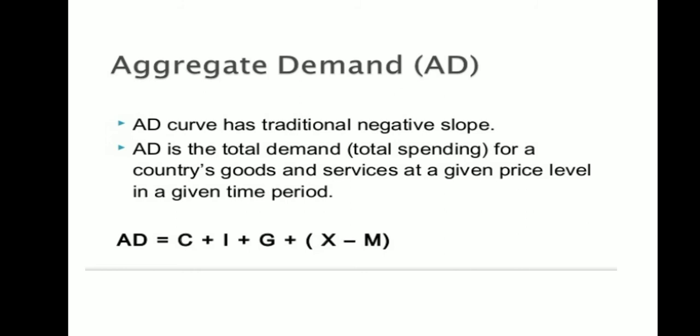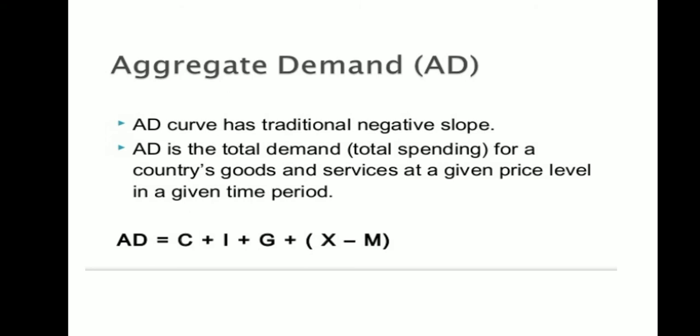How much an economy is producing, that is called aggregate demand. Please understand the word as total. Over here, when I use the word aggregate, it means total. Now, the aggregate demand curve is traditionally negatively sloped, as you have seen that the individual demand curve is also negative, so the aggregate demand curve is also negatively sloped.